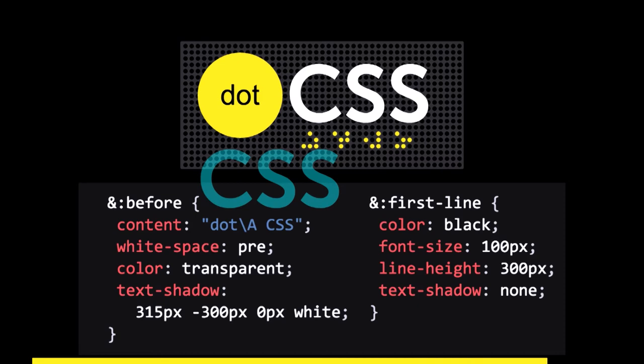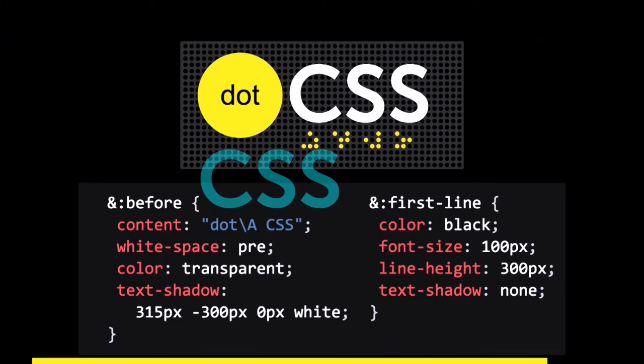So what I'm doing is actually writing .css in the content of the before, but I'm using the special character, or is that a glyph? I don't remember. Special character backslash A to actually add a new line. And by adding white-space: pre, it will be displayed as two different lines, meaning I will have two words on two different lines, and I can target each word individually using the first-line pseudo selector. First-line will target the dot, and I will style it exactly like it was styled on the slide before. But now I have my CSS that is displayed on the second line, and this is the one you're seeing as a light blue color.